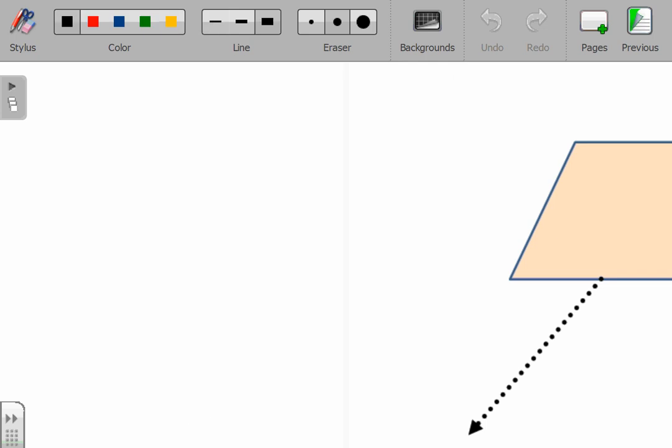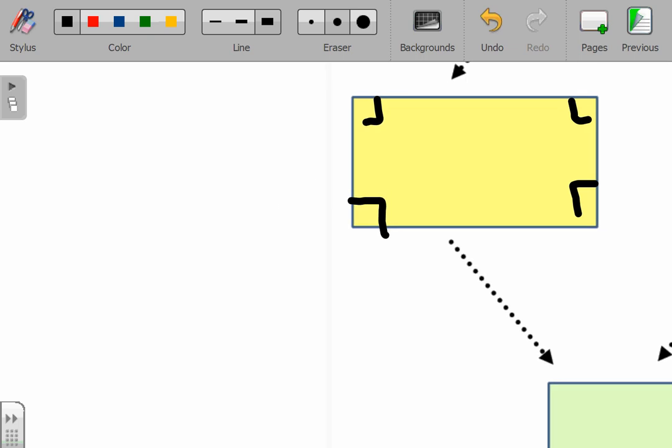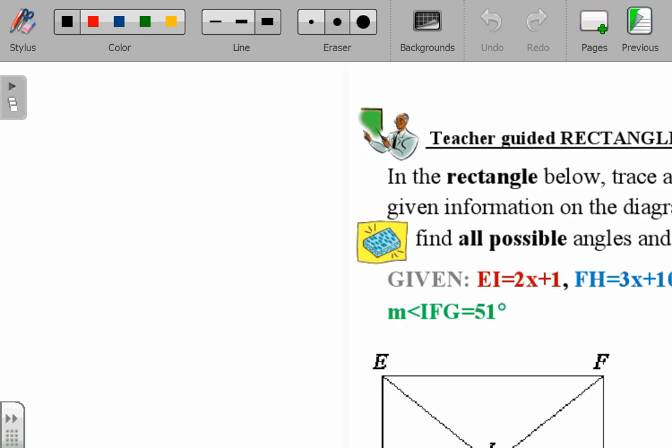Then, finally, you take a rectangle with 4 right angles. You take a rhombus with 4 congruent sides. They get married, they have a kid, and the kid is called the square. So a square has all the qualities of both a rectangle and a rhombus combined. We're going to solve 3 simple problems here, keeping in mind the qualities of each of these shapes.